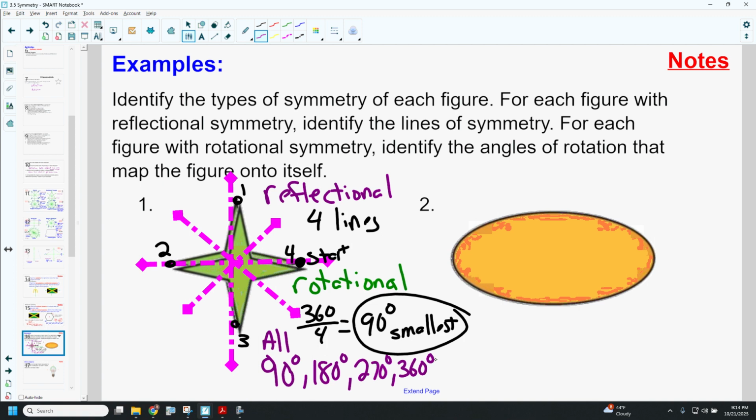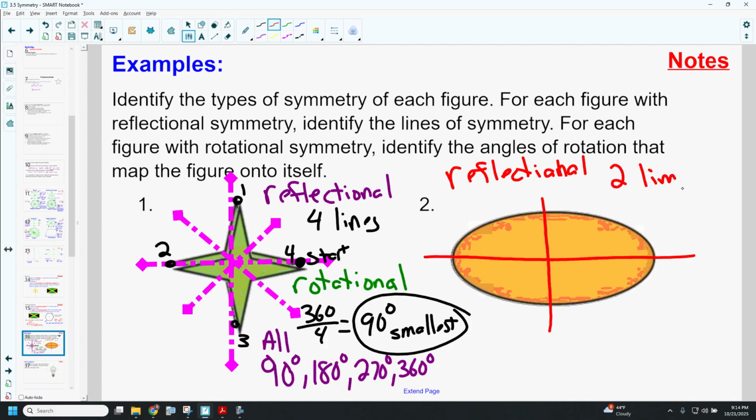The oval that you see over on the right has reflectional symmetry. I can divide it left to right and up and down. I've got 2 lines. It also has rotational symmetry.